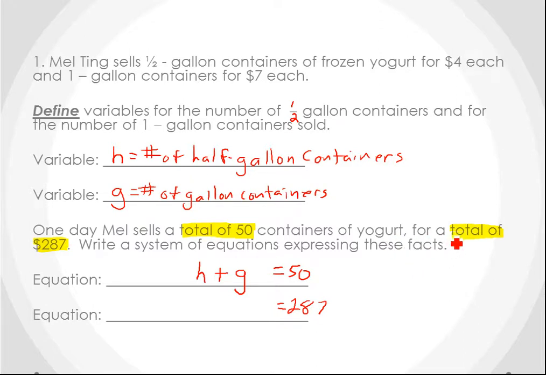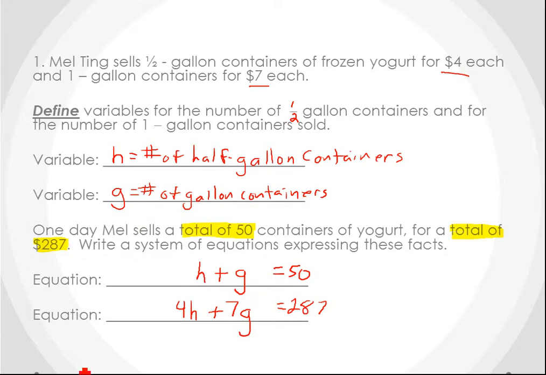It says he gets a total of $287. Well, we can't just put H and G because we need to assign how much each of those cost. So know that if this is money here, we need to be comparing money on the left side. So we need to go back up, and we see that we have $4 for the half gallons and $7 for these. So now it's simply a matter of 4 times the number of half gallons plus 7 times the number of gallons equals $287. So we're comparing money here, and money here.